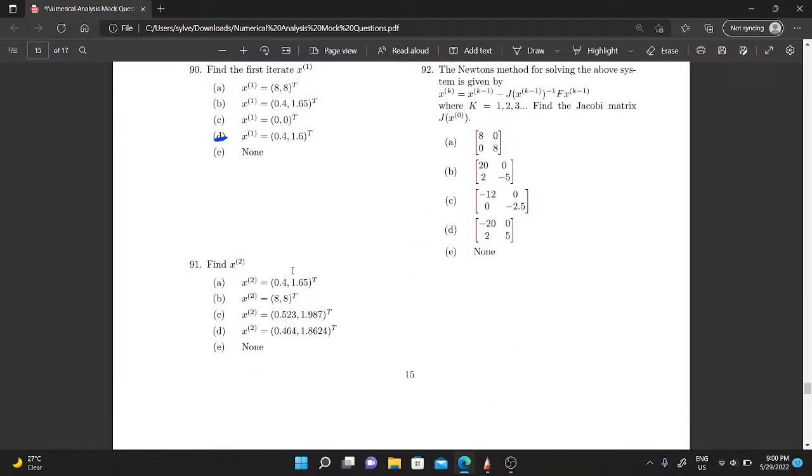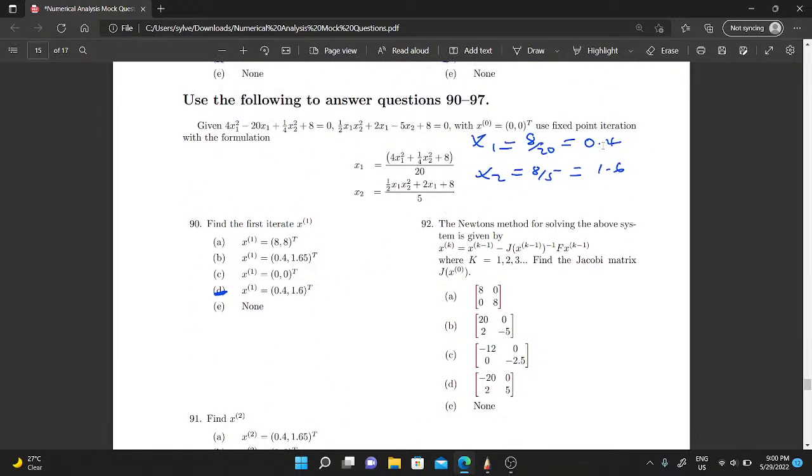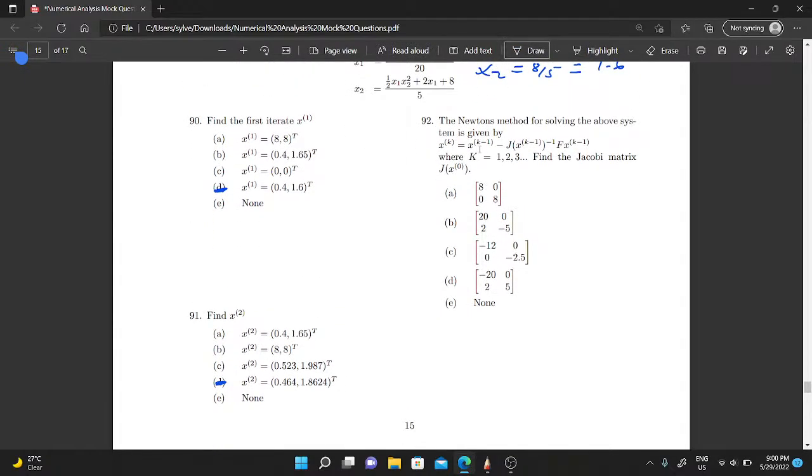Now this, you're supposed to do the second iteration. So for the second iteration, what you have to do is put your 0.4 as x1 and your 1.6 as x2 and solve again. When you do that, you get an answer to be D. Okay. And then last question here.